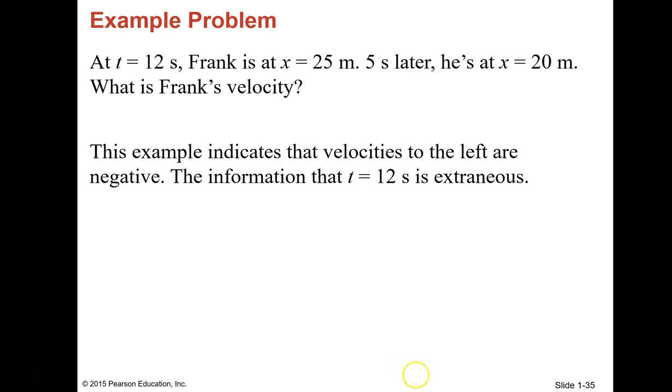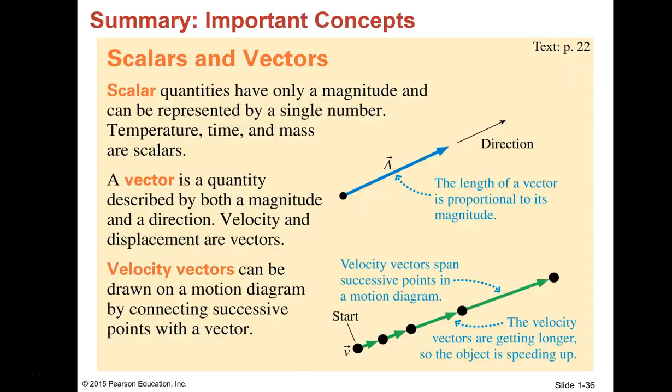Okay, so another sample here. At t equals 12 seconds, Frank is at 25 meters. 5 seconds later, he's at 20 meters. What's his velocity? So really, the 12 seconds is irrelevant. It doesn't really mean anything. What matters is the 5 seconds that it covers. Frank starts at 25 meters and goes to 20 meters. So he's going backwards. A negative 5 meters of displacement divided by 5 seconds of time gets you your velocity of negative 1 meter per second.